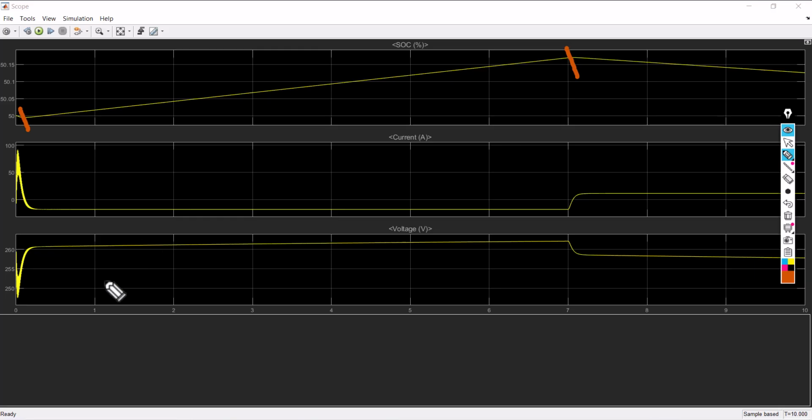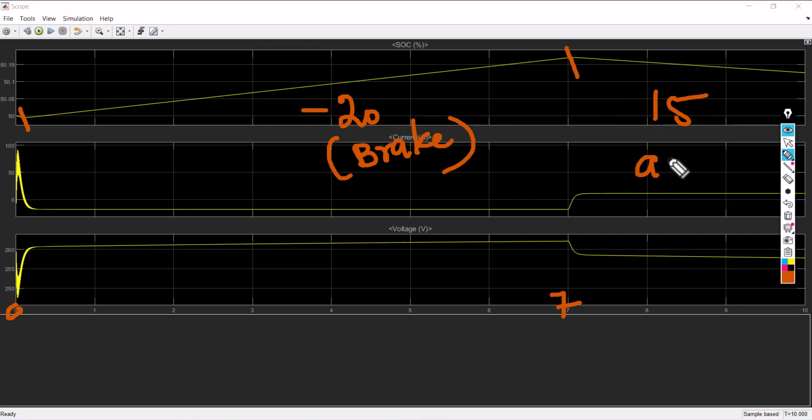Why? From 0 to 7 seconds, the battery is getting charged because I used a value of minus 20 as the torque value. I already mentioned that if it is minus 20, the system is working in braking mode. Therefore, the battery is getting charged. Once it reaches 7 seconds, I change the value from minus 20 to 15. That means it is working in acceleration mode. Therefore, the battery is getting discharged. Accordingly, you can see the corresponding current and voltage.